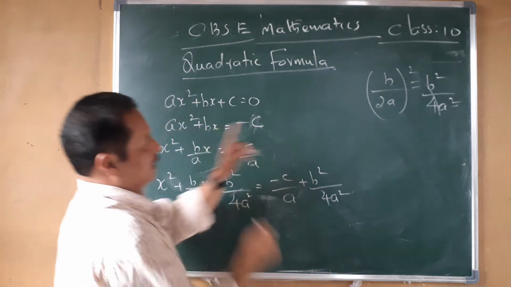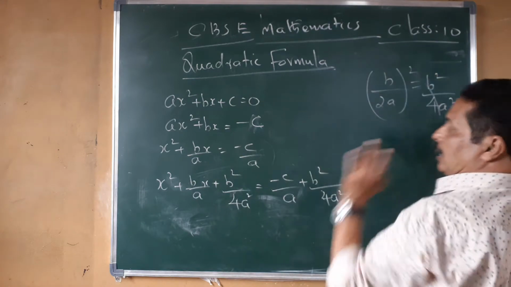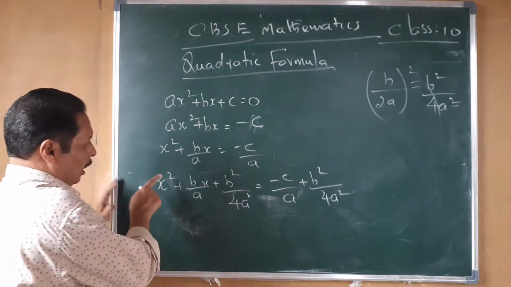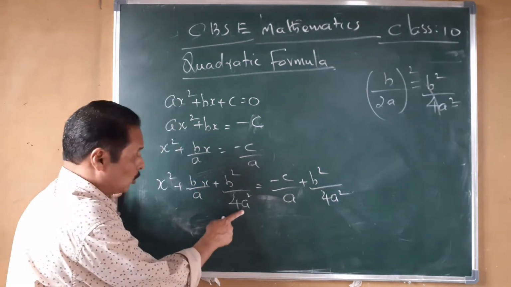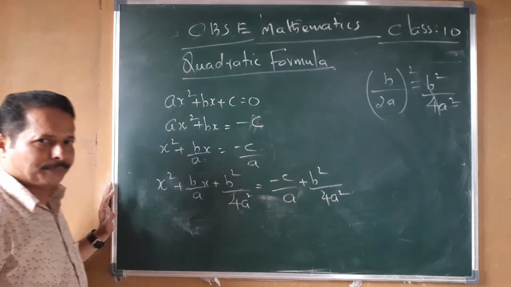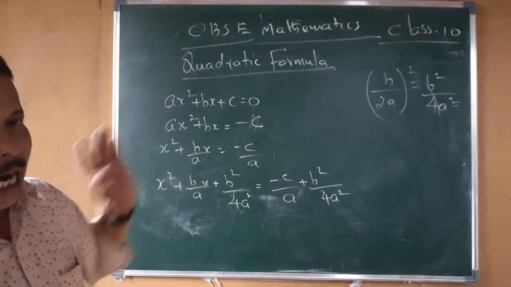And half of this, and square of this, is b square by 4a square, added on both the left side and the right side. Is it clear? Is it clear? Now, next slide.